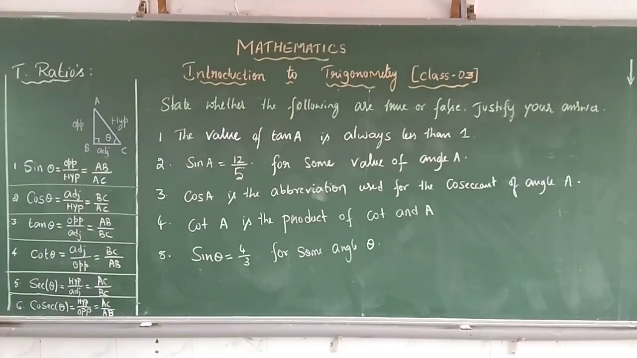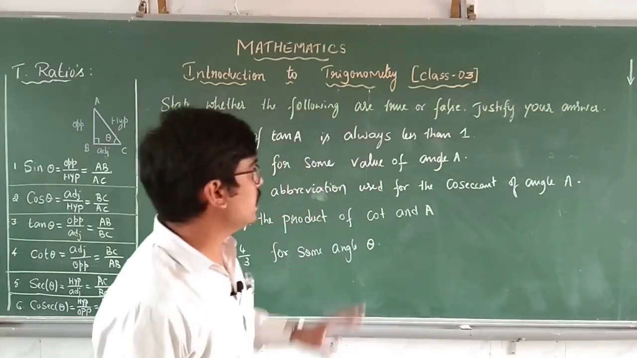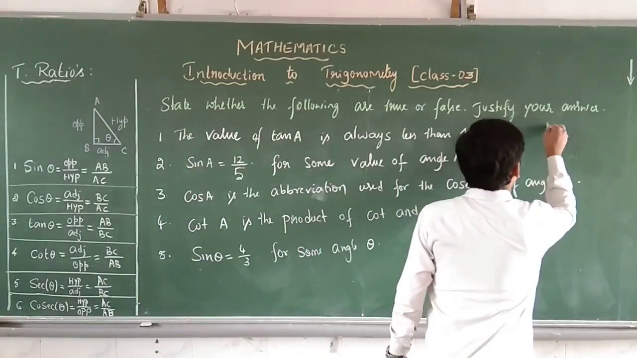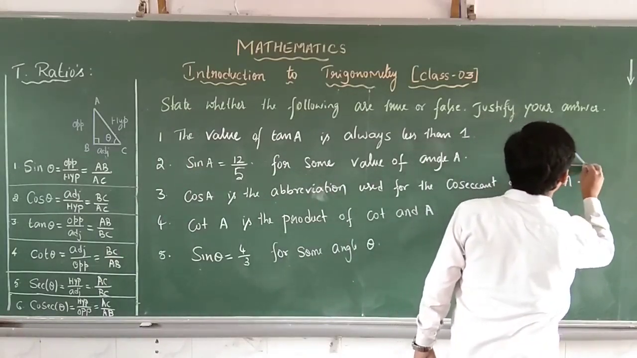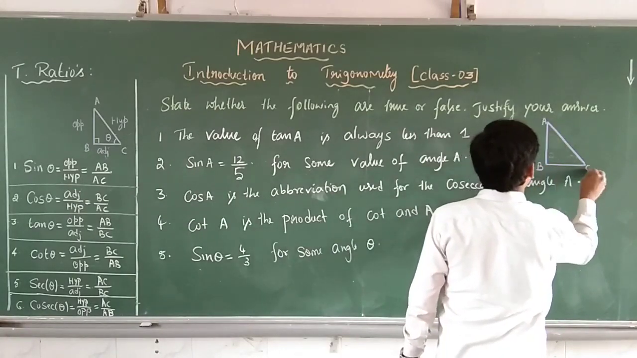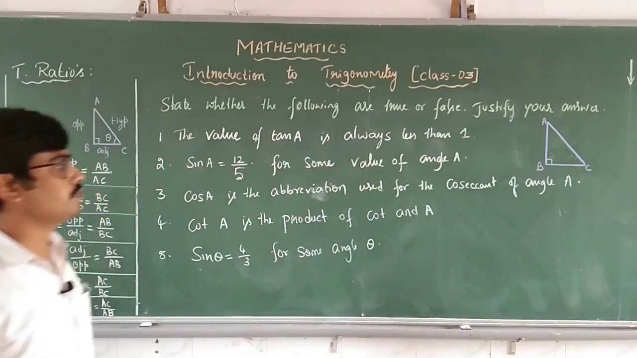Yes, the next question is like this. We need to state whether the given statements are true or false, and also we need to justify our answer. We will take the statements one by one. Before that, let me construct a right angle triangle, because we are going to discuss statements about the trigonometric ratios. Ratios are defined by using a right triangle. So I am going to take a right triangle here.